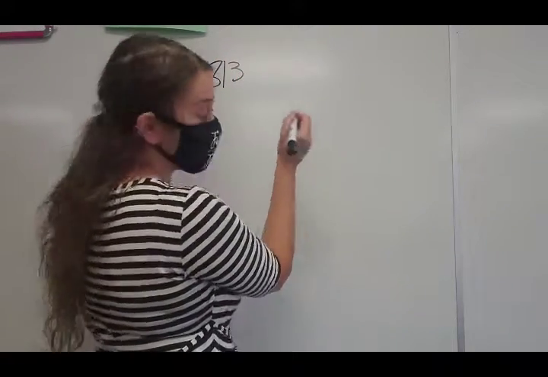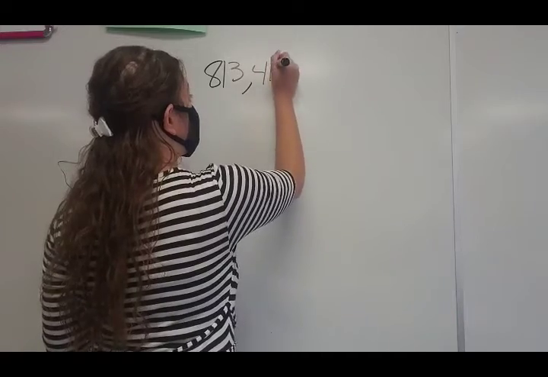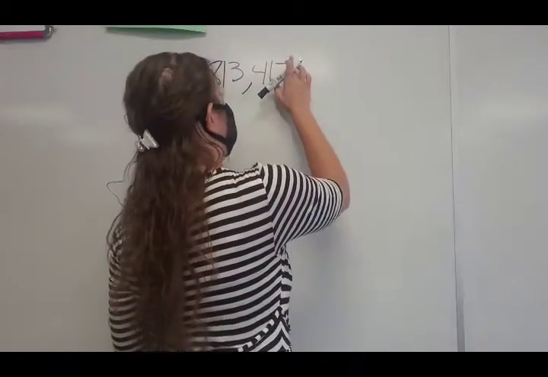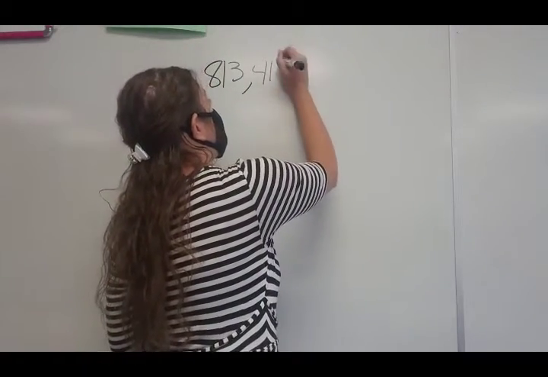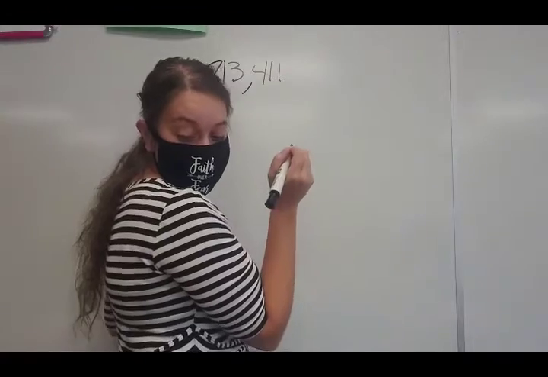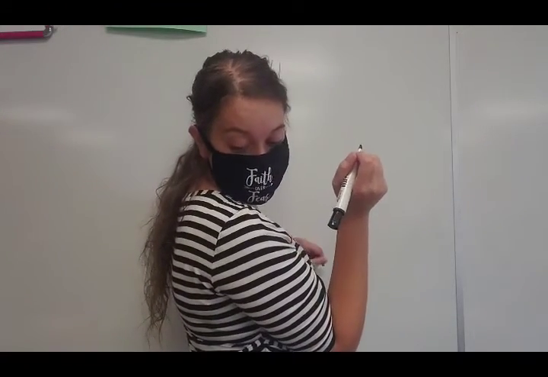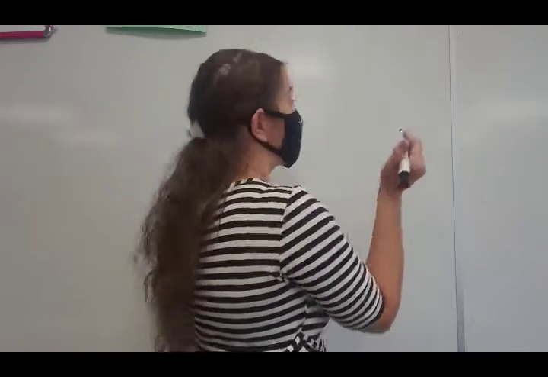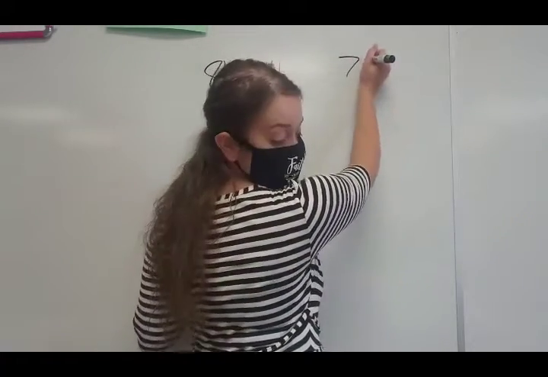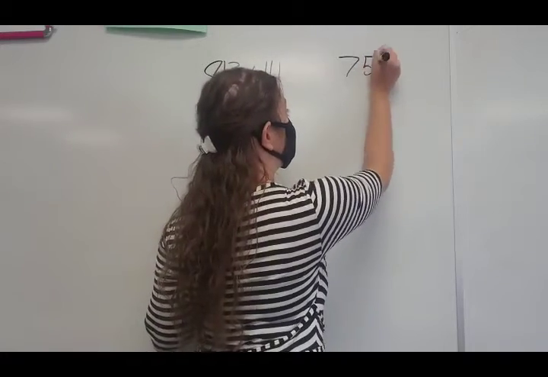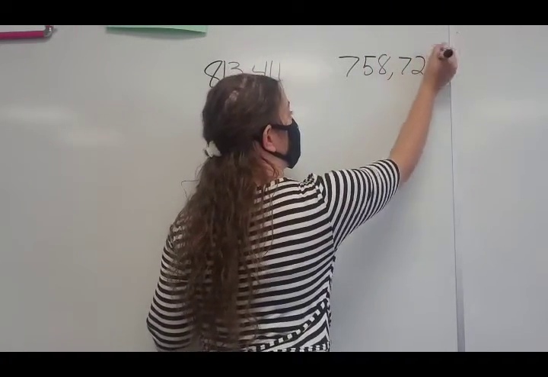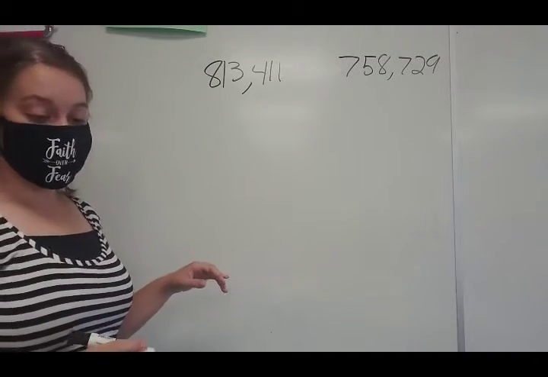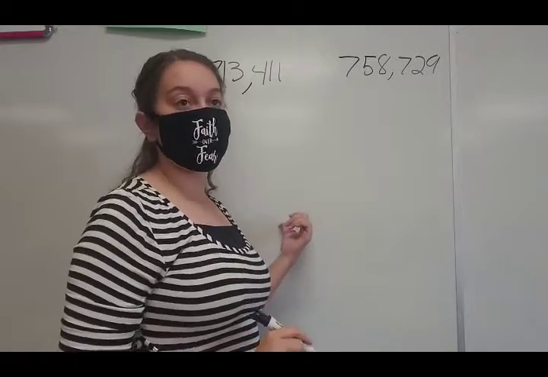813,411. Mine had a line on it, so it looked like a 7. It's an 11. Okay. Now, which one? How much did Minnesota have? Bella? 758,729. Good. All right. So, which team had the greater attendance?